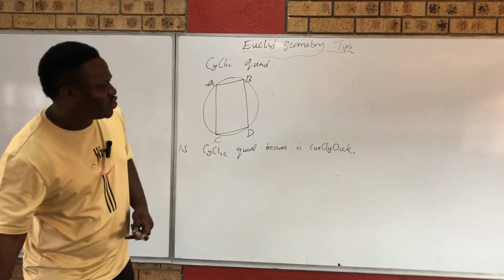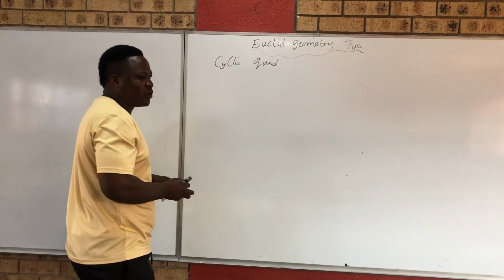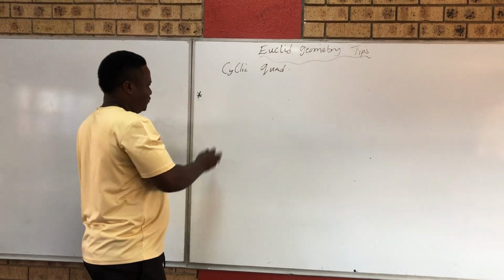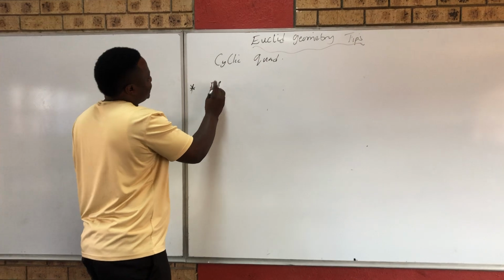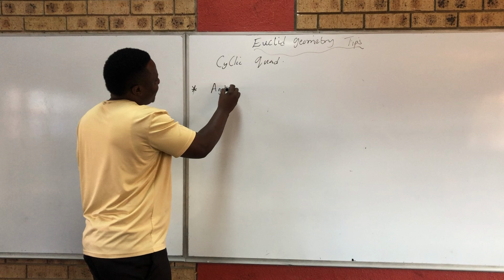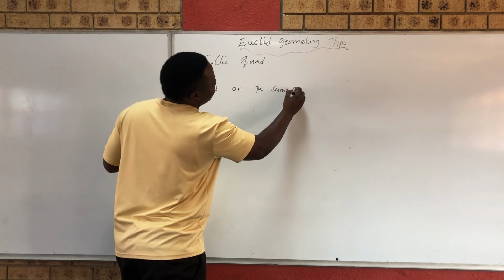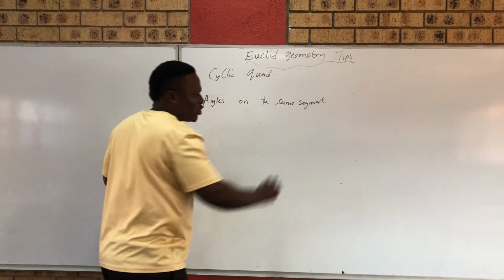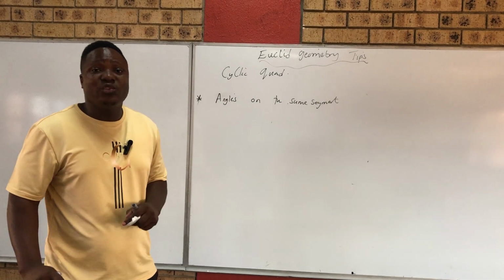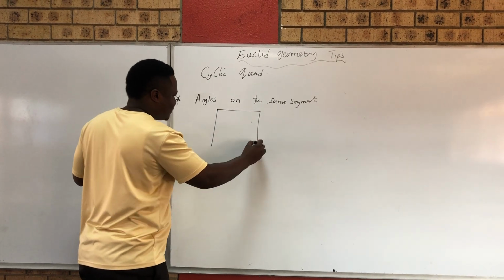So now let's go to a situation whereby they ask you to prove cyclic quad. How can you prove cyclic quad? The first thing, you can prove angles on the same segment. As long as you prove that the angles on the same segment are equal, then you can conclude and say, therefore, this one is a cyclic quad. How? Angles on the same segment is something like this.